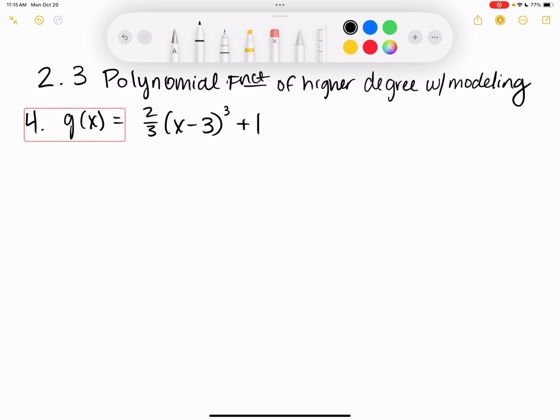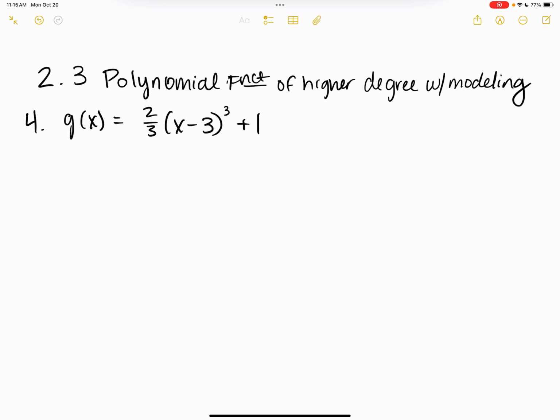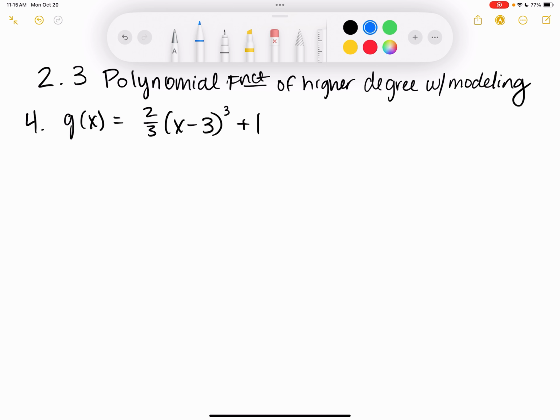So knowing that they follow the same stuff, what does that mean about these that are moving? Like how they're moving? Like you shifted? Anything that's a transformation. Right 3. What else? It's compressed. Up 1 and compressed.